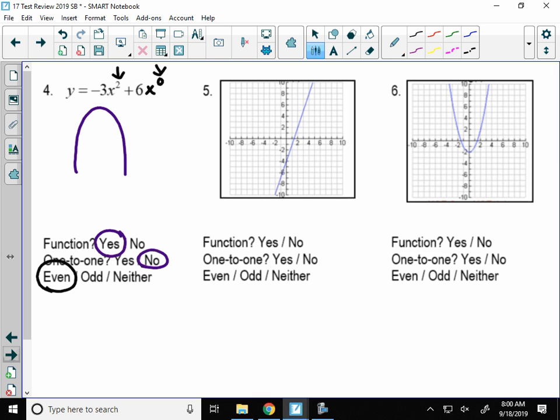Number 5, is this a function? Yes, it passes the vertical line test. It also passes the horizontal line test, so it is 1 to 1. Even, odd, or neither? Well, this graph is neither because it does not reflect over the y-axis or the origin. Number 6, parabola is a function. It fails the horizontal line test, so it's not 1 to 1. And this graph would be even because it is symmetric over the y-axis.